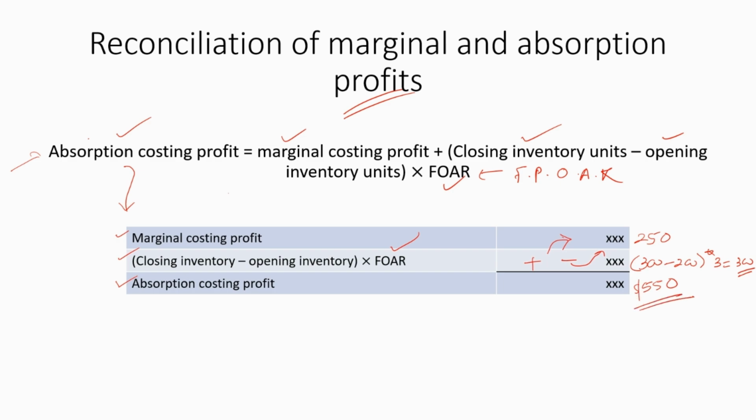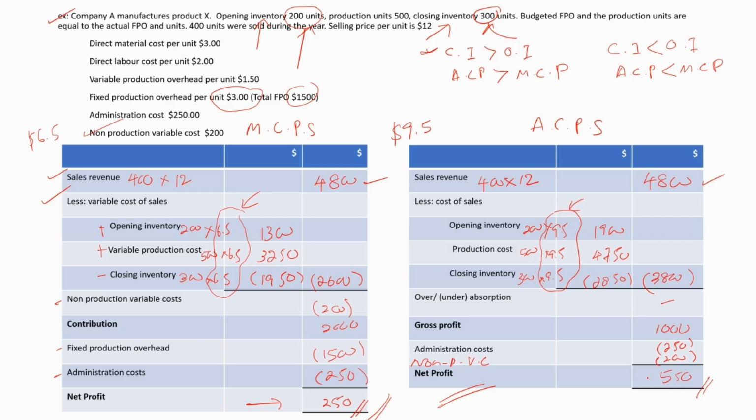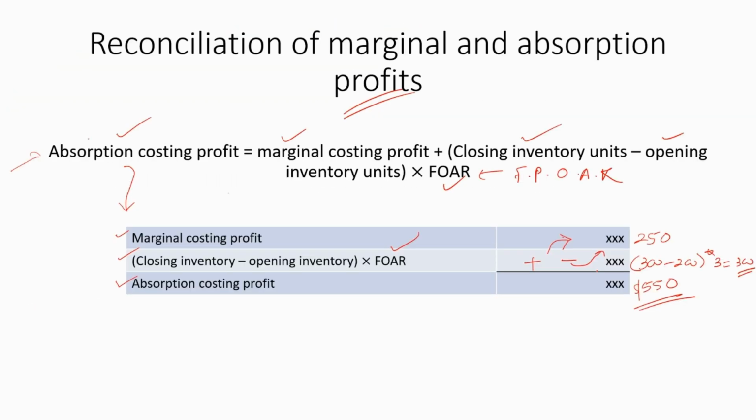Now let's check this answer. The answer is correct. Look at this answer, 550. So this is how we reconcile the profit between marginal costing system and absorption costing system. You have to remember this formula or this format. Both of them are the same.